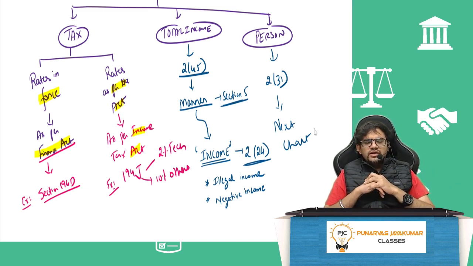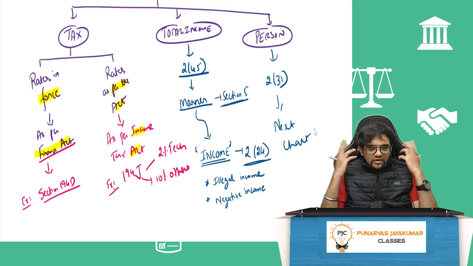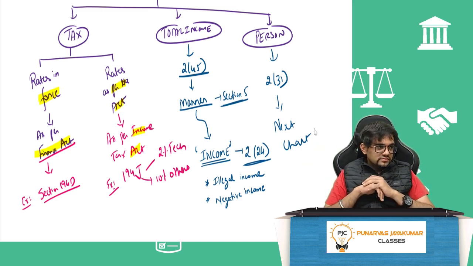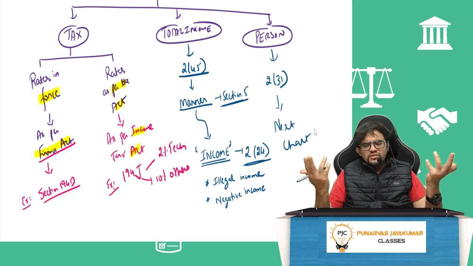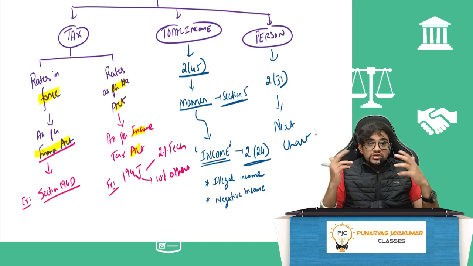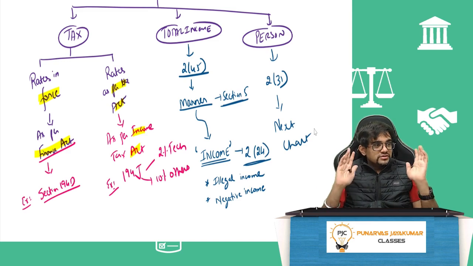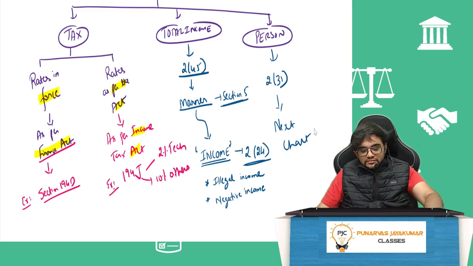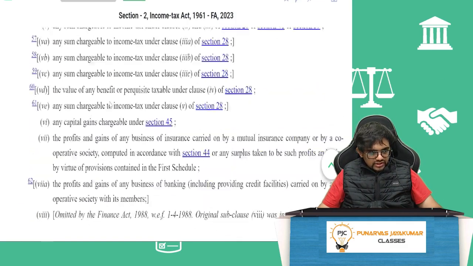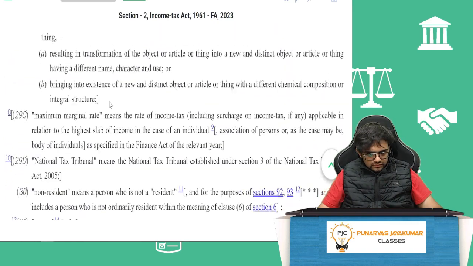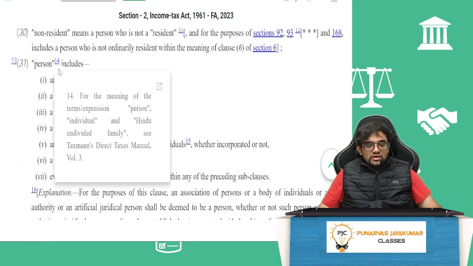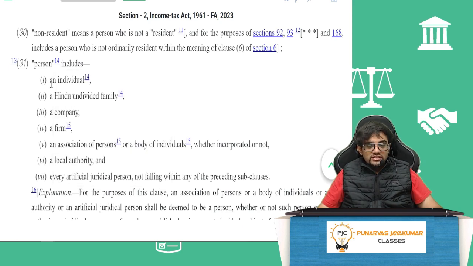Tell me one simple thing. Does Nirmala auntie want to tax everybody or only a few people? She wants to tax everybody. As simple as that. She doesn't want to tax only a few people. Everybody is taxable, which means person should be a definition where everybody is covered. You can't even think of anybody else. So you see, person, 2 clause 31. Person includes, inclusive definition, individual, HUF, company, firm, AOP, BOI, local authority, artificial juridical person. Everybody is covered, guys. No mercy.